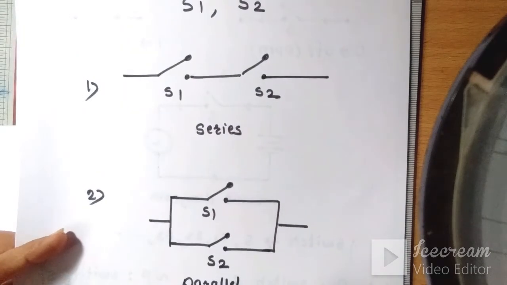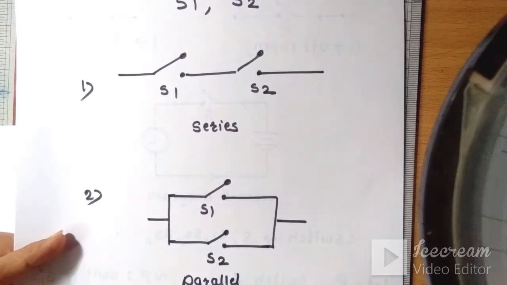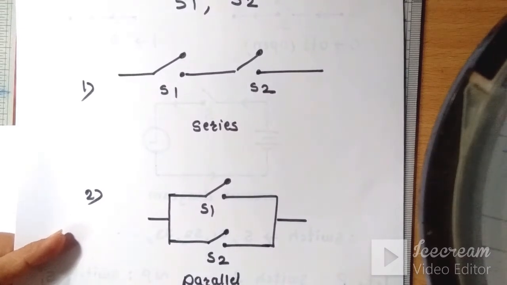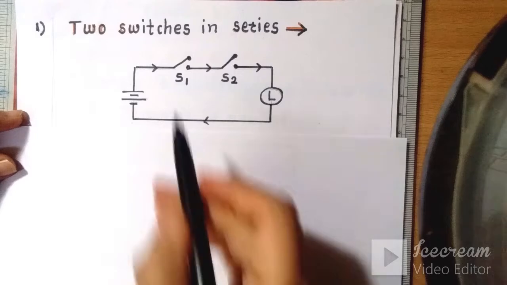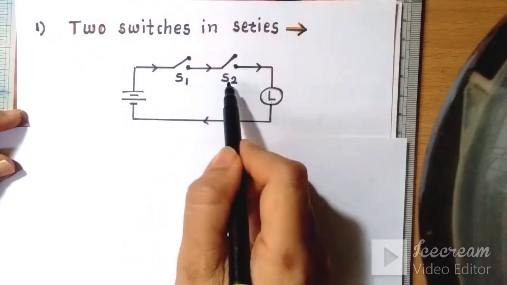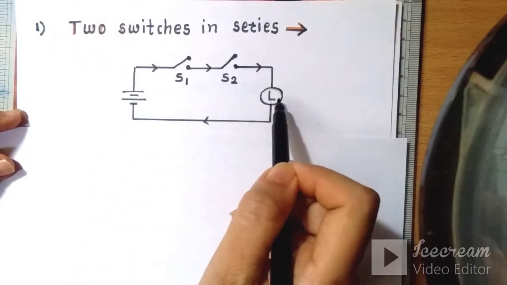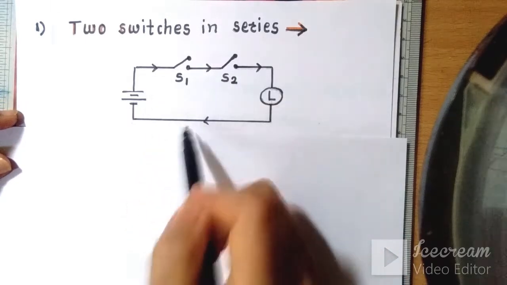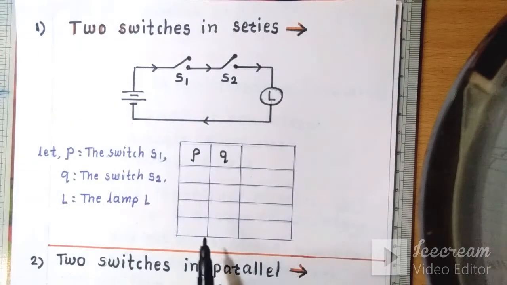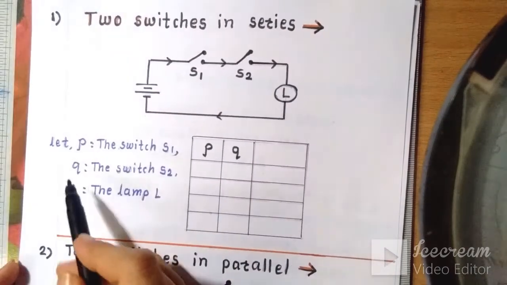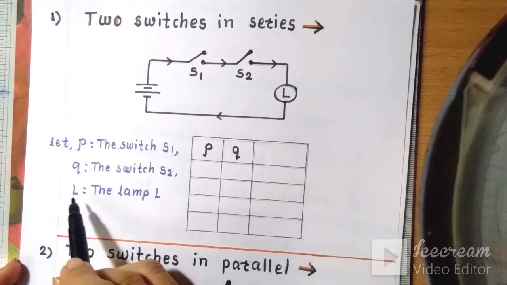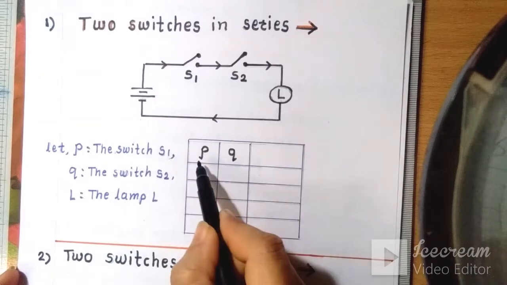In 1930, Claude Shannon noticed the analogy between logical connectives and switching circuits. What is that, we will see here. First one, two switches in series. We have connected S1 and S2 and attached battery and lamp. So current will pass like this. Now again P denotes switch S1, Q denotes switch S2, L denotes lamp L.